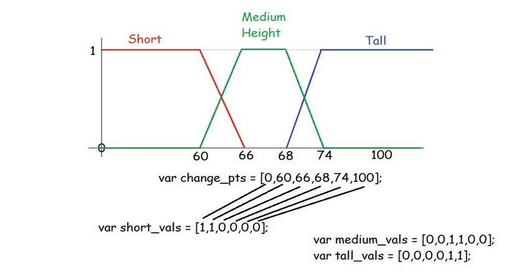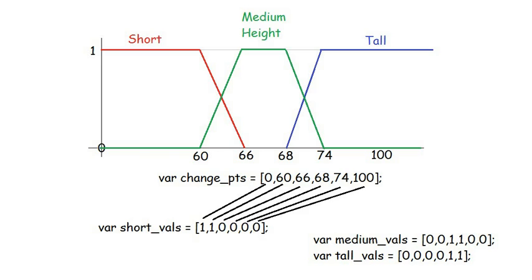This graph is encoded in 4 arrays. The array change_PTS gives the height values at which some change happens, i.e. a person starts to be considered as tall or stops being considered as medium height or whatever. It has a dummy value at each end, 0 at the lower end and 100 at the upper end, just so that we can consider all the height ranges. Nobody could possibly be 0 inches tall or 100 inches tall, which is well over 8 feet.